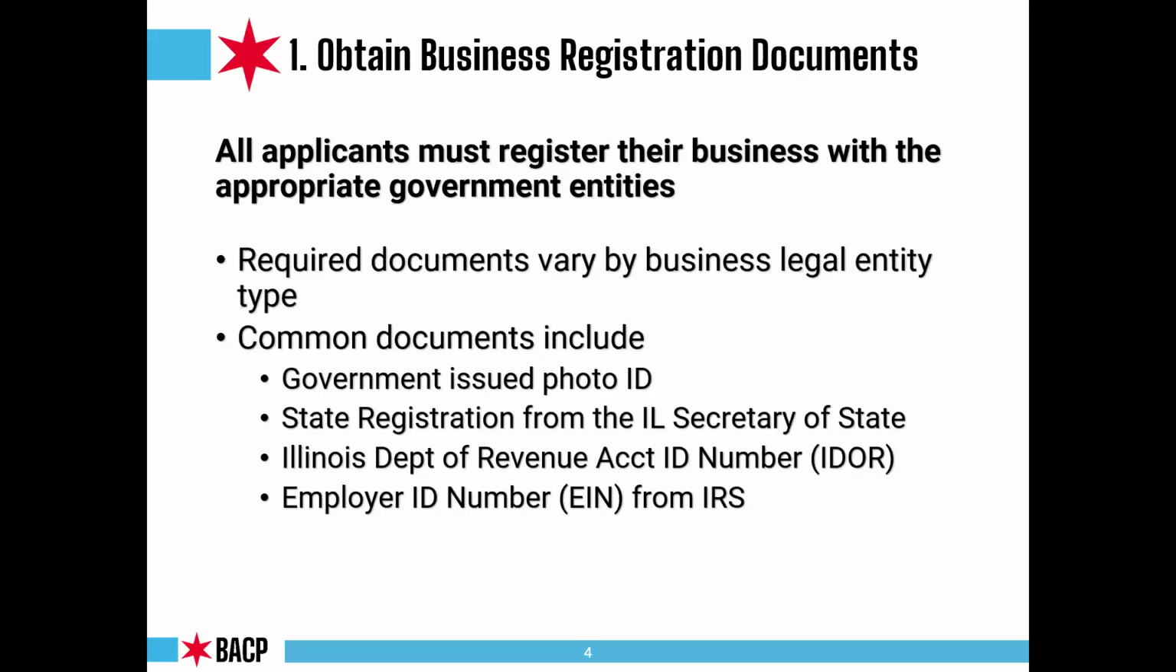Those documents could include articles of organization if you are an LLC, or articles of incorporation if you are a corporation. Both of these can be obtained through the Secretary of State. Documents could also include providing an EIN number, which is obtained through the IRS, and an IBT number, an Illinois Business Tax Identification Number, which is obtained through the Illinois Department of Revenue.